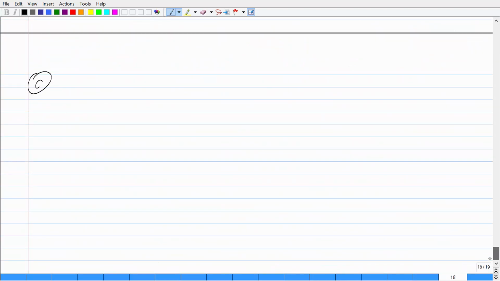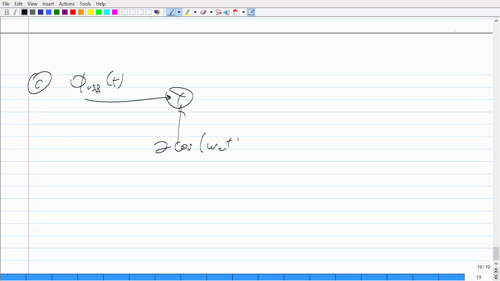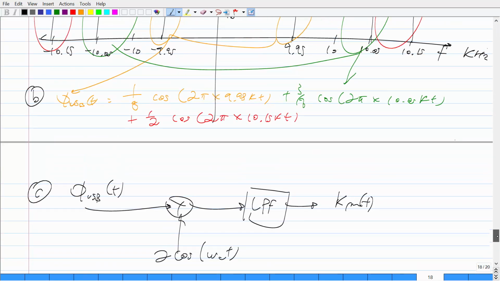So you have your vestigial sideband coming in. You multiply by 2 cosine omega_c t, and at the output you put a low-pass filter, and then you get some scaled version of the message. All you have to do here is shift the spectrum left and right, and then add everything together.